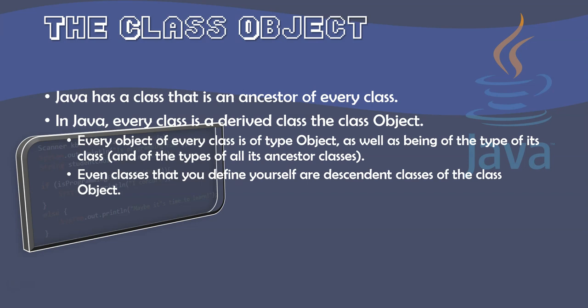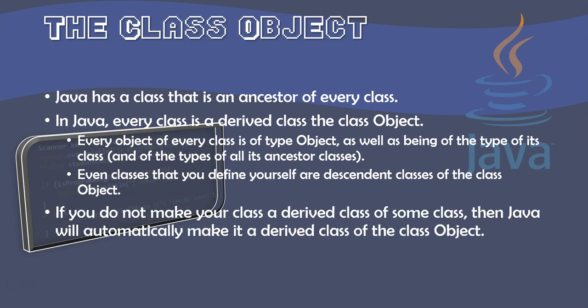And every class is a derived class pretty much of the class object. And we just don't see it, so you don't have to worry about seeing the word extends on every class because it's kind of automatic. Every object of every class is of type object as well as being the type of its class, and of course all the types of its various ancestor classes. Even classes that we define ourselves are descendant classes of the class object.